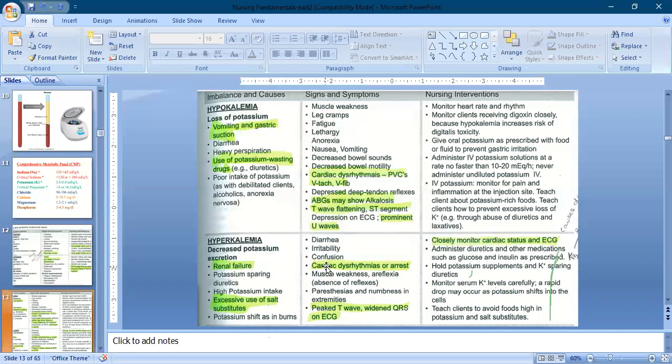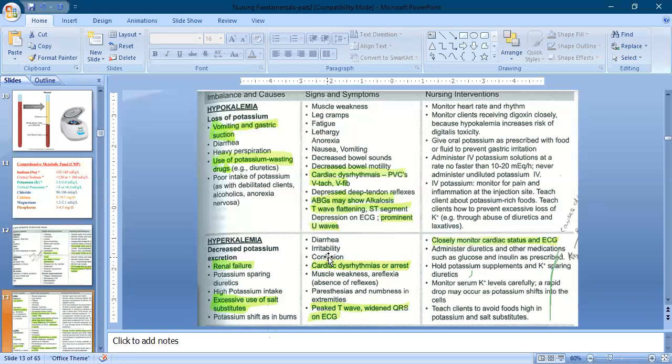So what are the signs? Like hypokalemia, hyperkalemia also develops dysrhythmia. It's called cardiac dysrhythmia or cardiac arrest. Same as hypokalemia, they develop muscle weakness or numbness or tingling sensation. Okay, and also they develop diarrhea.